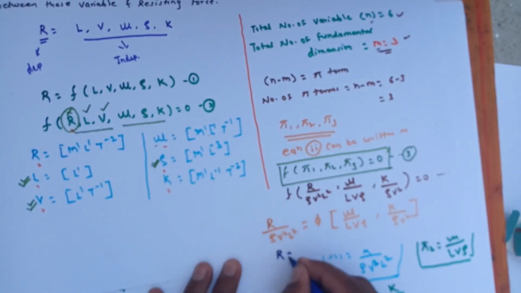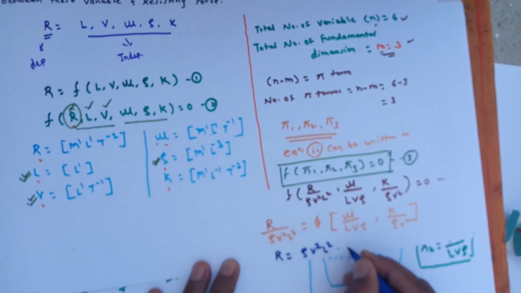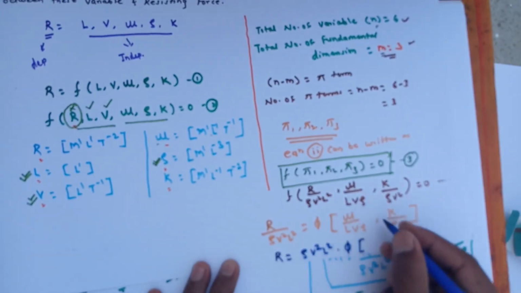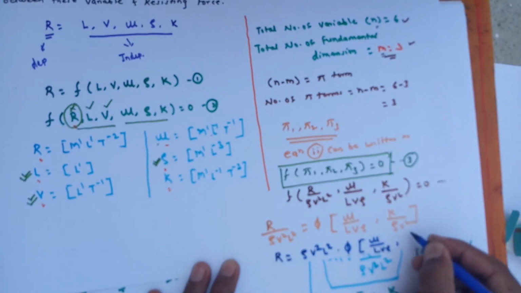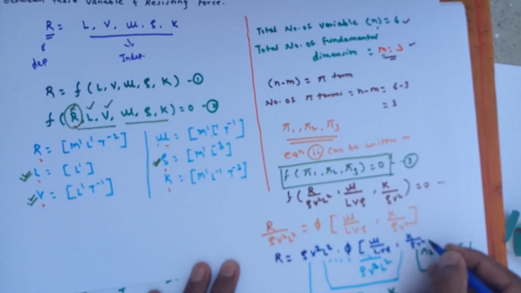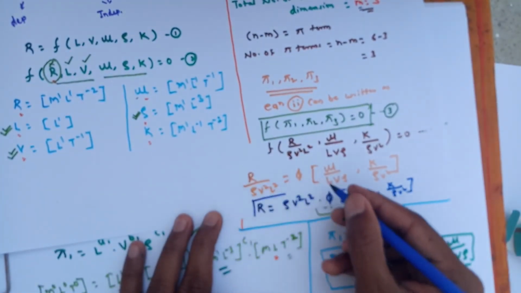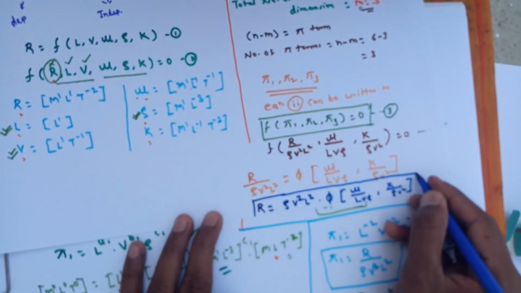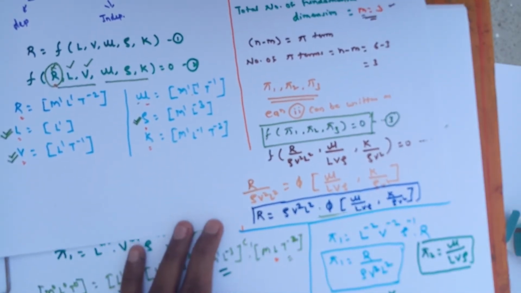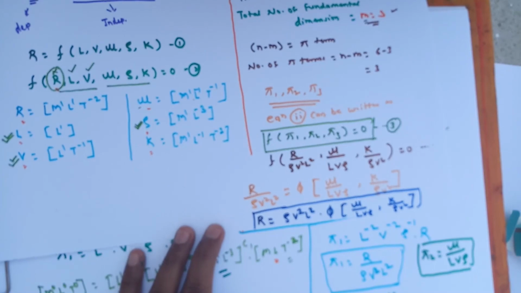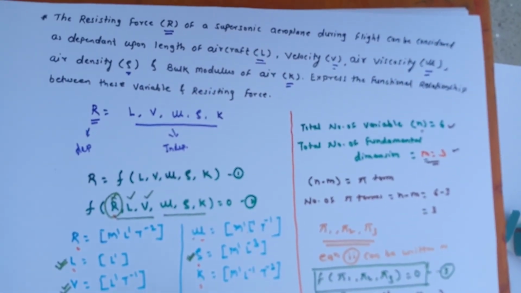That equation for r will be rho p square l square into a function of this bracketed term, that is mu upon l p rho, comma k upon rho p square. So this will be our final correlation between the dependent variable and the rest of all the independent variables. So this is the method of how to solve problems based on the Buckingham pi theorem.